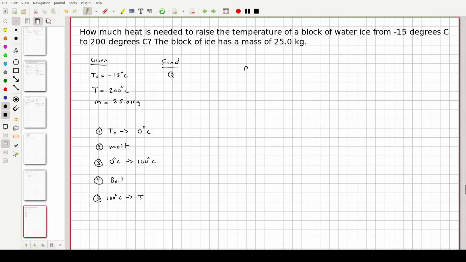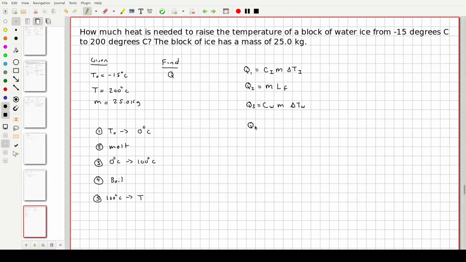So, our first heat would be the specific heat of ice times the mass of the water that I have present times whatever change in temperature the ice is going to experience. Part 2, where I melt, is M times the latent heat of fusion of ice. Step 3, I have water now. I take and I raise it from 0 degrees Celsius to 100 degrees Celsius.